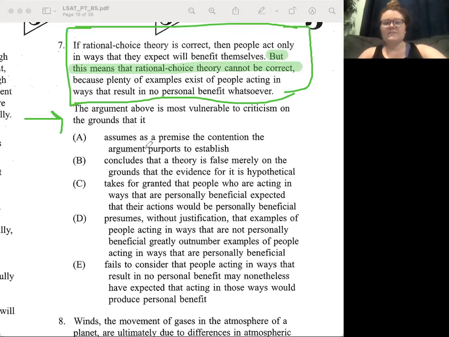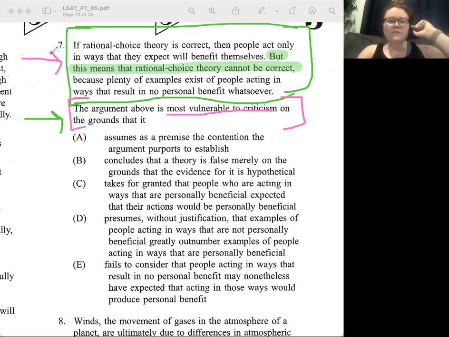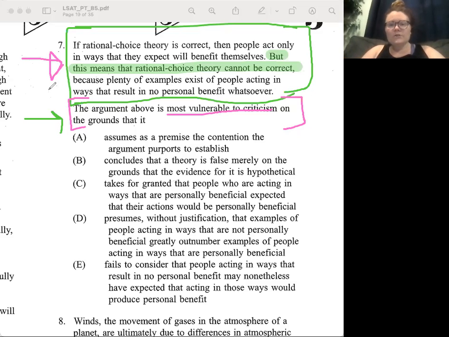Now I'm going to read my question stem. What kind of question is this? A flaw. Yep, flaw. Once I know that it's a flaw, I predict an answer. The very basic way of predicting answers to start off with when it's a flaw question is to ask yourself, what is my argument failing to consider, or what am I assuming here? So is this a rock? Well, it's a flaw question, so we know it's not a rock solid argument. But this means that rational choice theory cannot be correct. Why would you say this conclusion is not 100%?